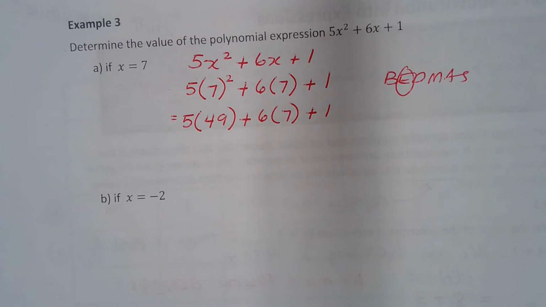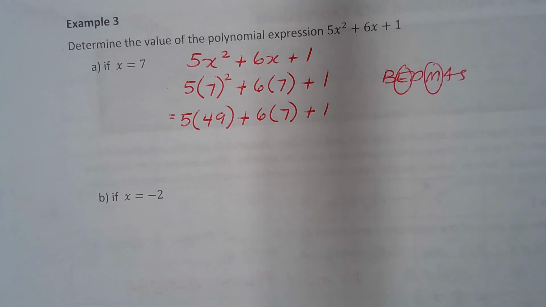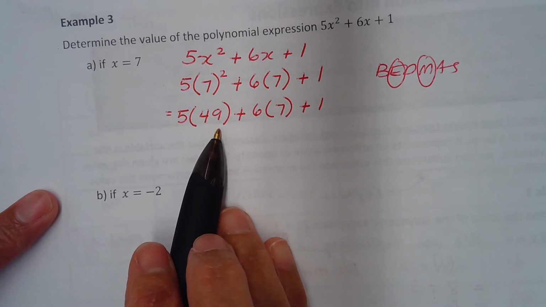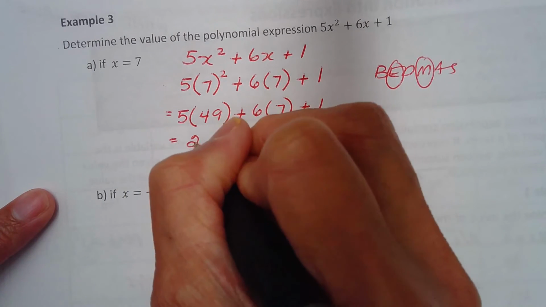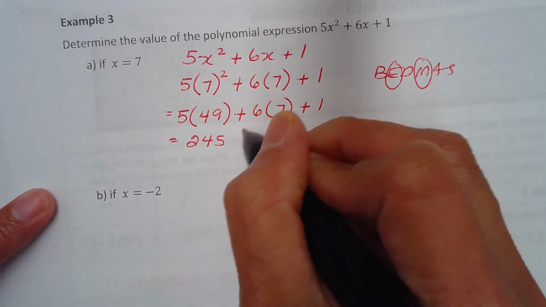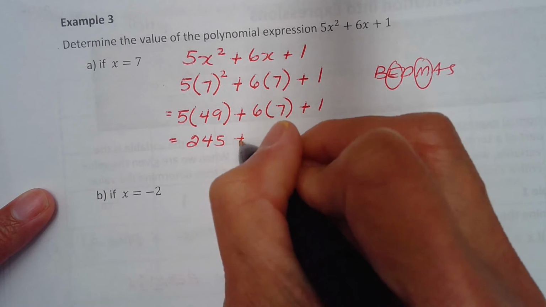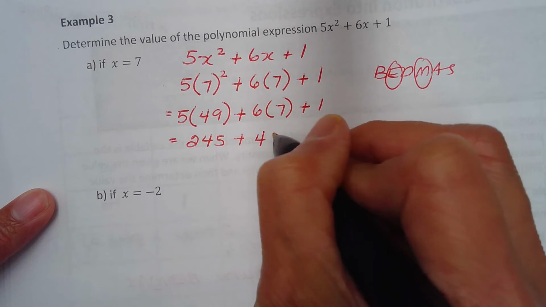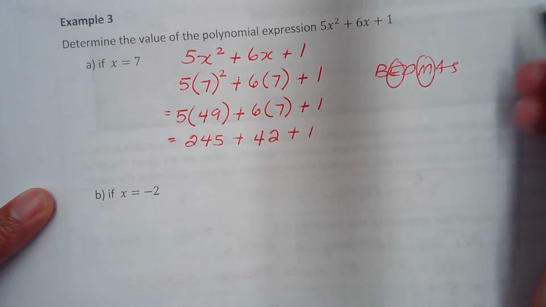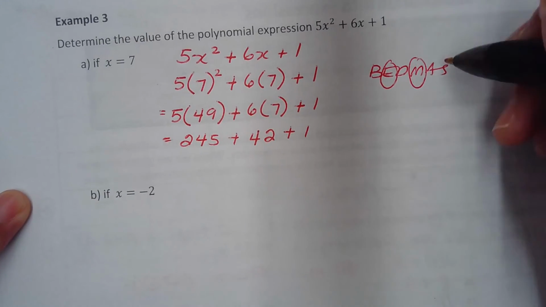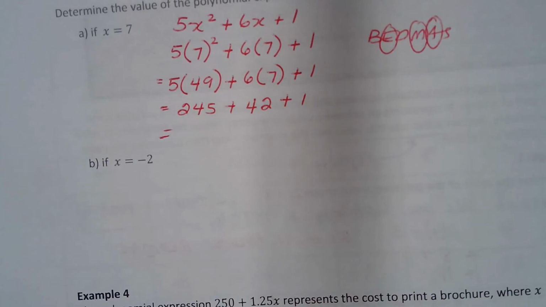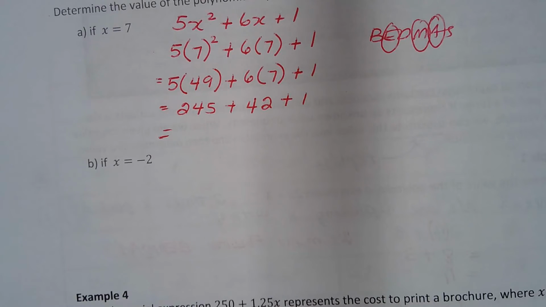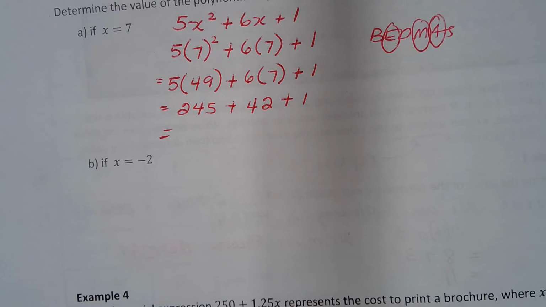What's the next step? Multiplication. So 5 times 49, I don't know how much that is. 245. And then plus 6 times 7 is 42, plus 1. We did the multiplication, and then the last is addition. So what is that? Somebody do that for me, please? 280.